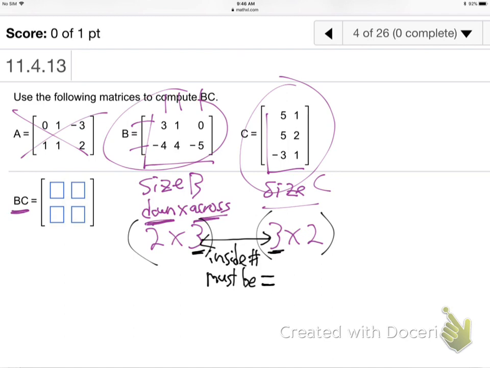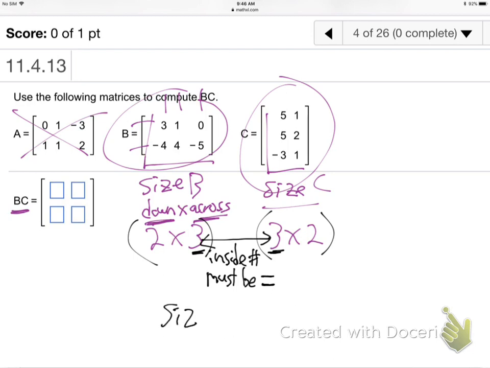If those two inside numbers are different, that's why the order matters so much, which one's first or second, because the placement matters. If the inside numbers were different, it's a red light. You can't even multiply these matrices at all. But if the inside numbers are the same, then it's a green light. You are allowed to multiply these matrices. Okay, great, I'm allowed. How do I do it?